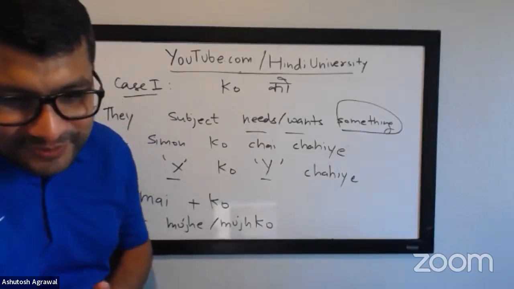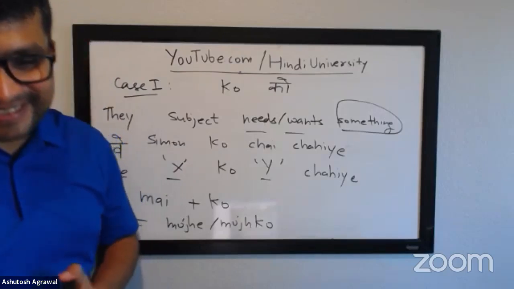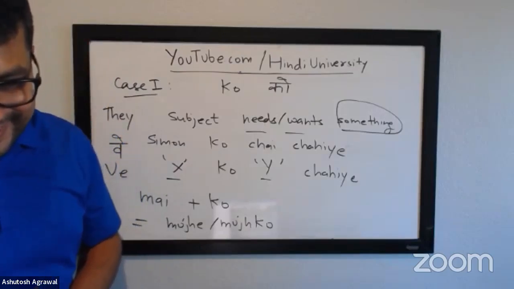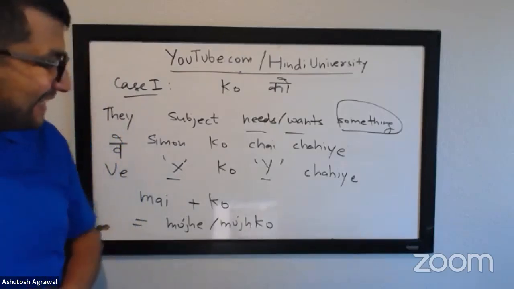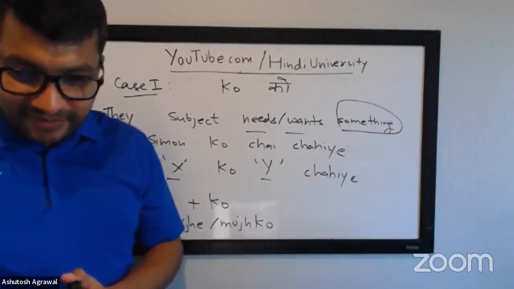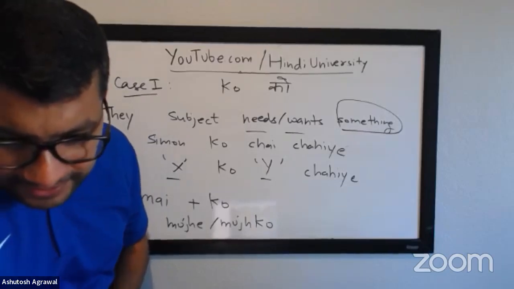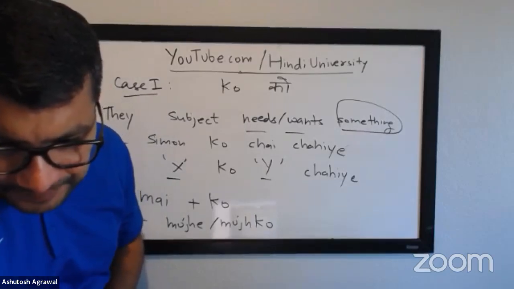Rajkumari ji, I thought you were out today, but I'm glad to see you. Yeah, I'm having some problems at this time, but I'm trying. मुझे किताब चाहिए. Okay, मुझे किताब चाहिए और मुझको किताब चाहिए. Amazing. Okay, let's see who else would like to try.